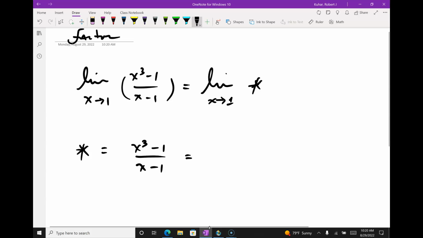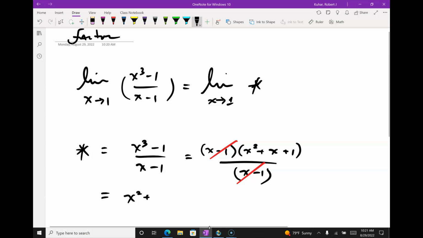0 over 0 is our first indeterminate form, meaning sometimes 0 over 0 will go to 0, sometimes it will go to 1, sometimes it could go to infinity. So we have to kind of discover what's going to happen here. If you remember how to factor this, I get this, and of course these cancel, so I get my replacement function of x squared plus x plus 1.